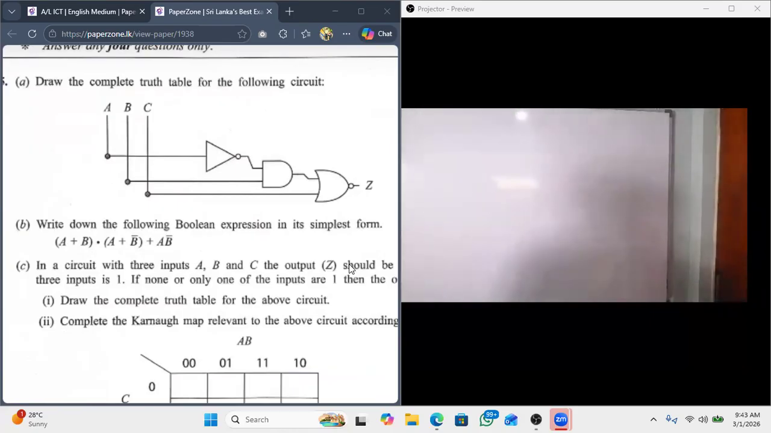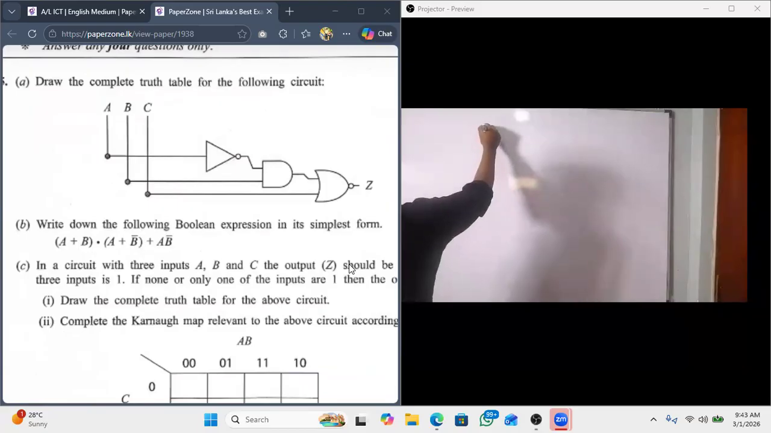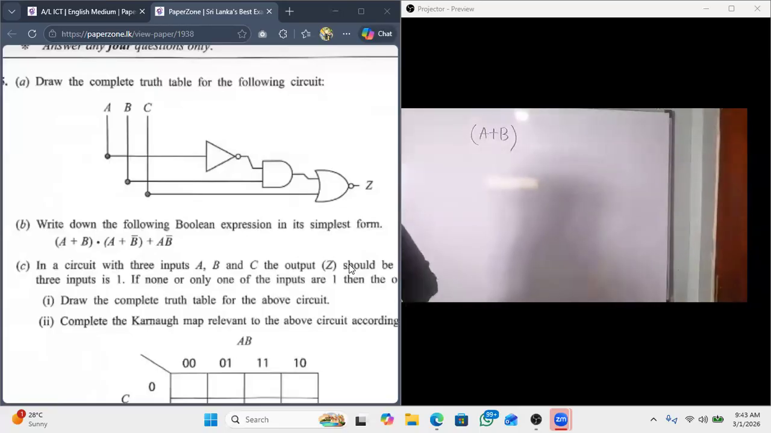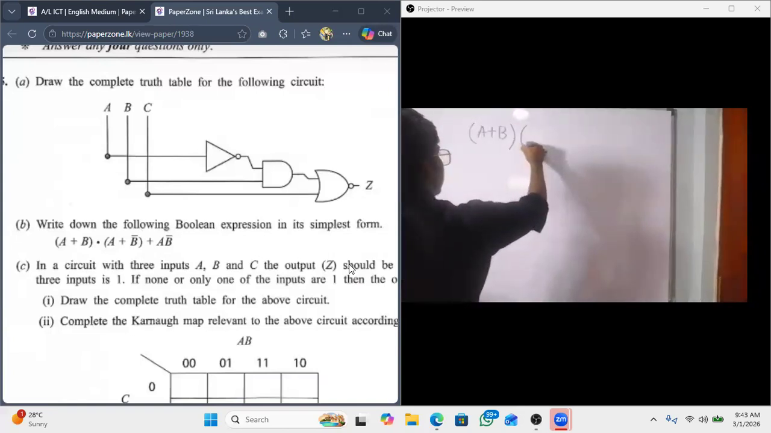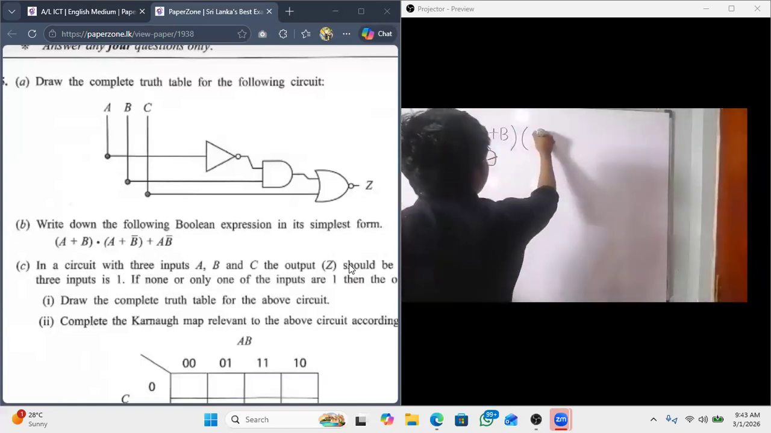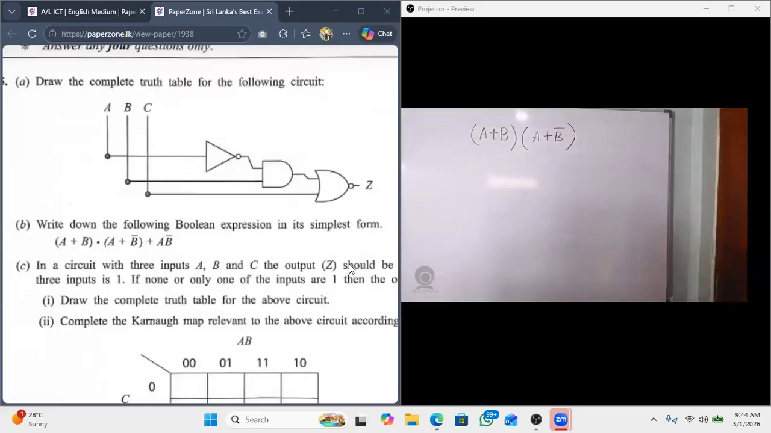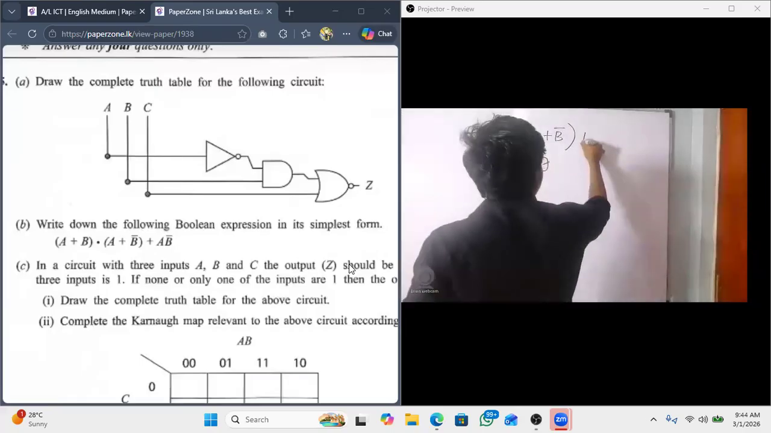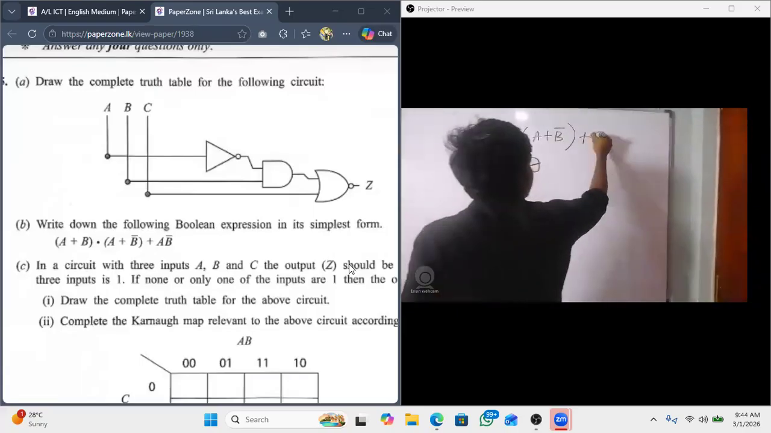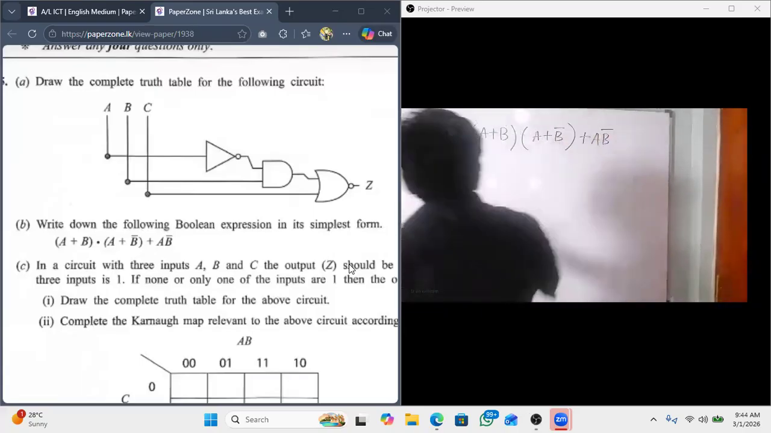I'm starting to complete. So my equation is A plus B, and A plus B bar, A plus B bar, plus AB bar. That is a plus, right? Plus A B bar. This is my equation.